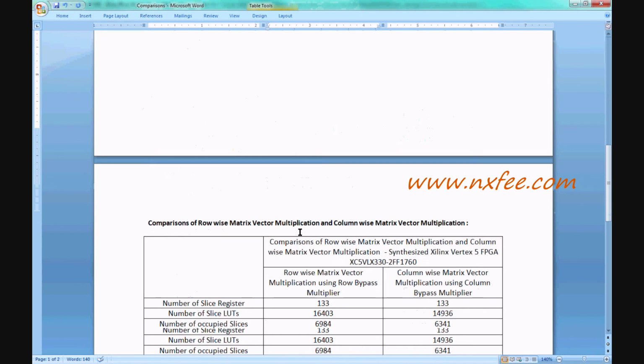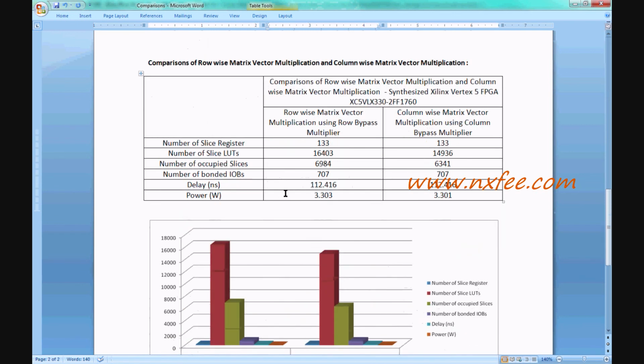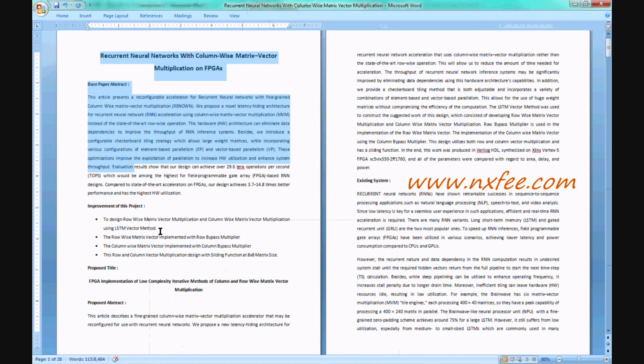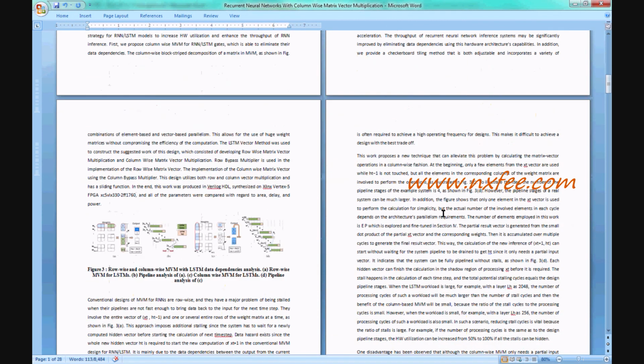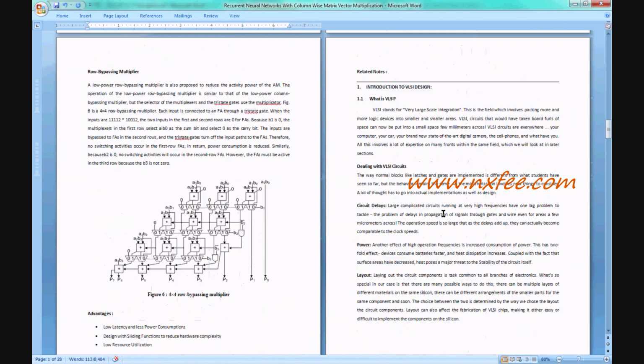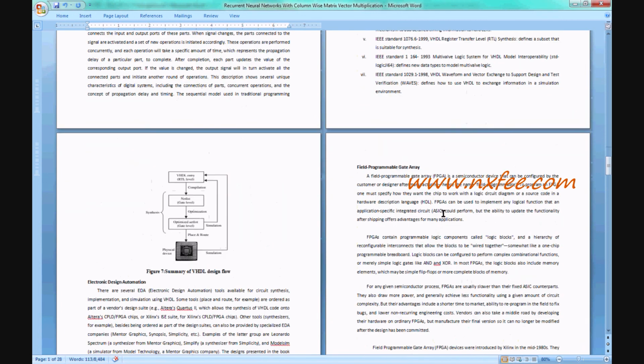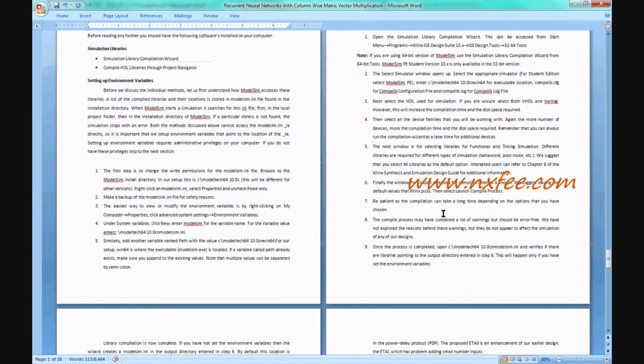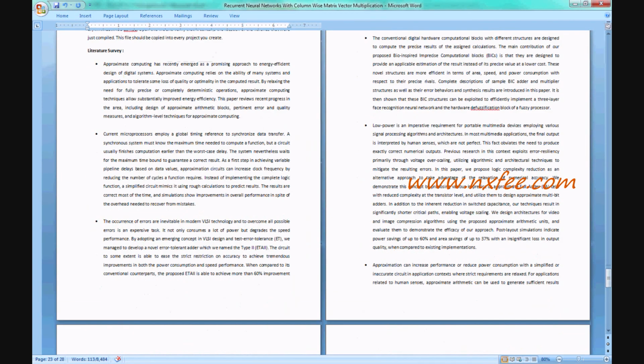And here you can check the overall top comparisons for row wise matrix multiplication and column wise matrix multiplication. Here you can check all the values. And we have written an abstract document for this project. This has the base paper abstract, improvement of the project, proposed title, proposed abstract, existing system and disadvantages, proposed system, advantages, related notes, and finally literature survey and references. We have updated all these things.